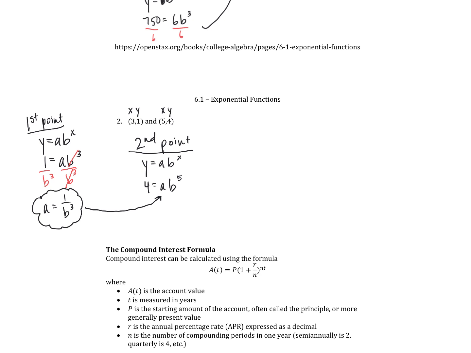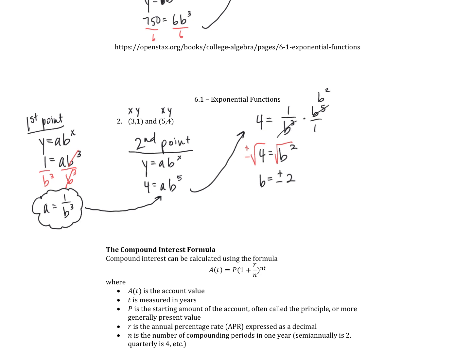So that will give me 4 is equal to 1 over b cubed times b to the 5th. And then I can simplify that. That means 4 is equal to, that would leave b squared. And now I can solve for b. So I take the square root of both sides, put plus or minus. So b is equal to plus or minus 2.